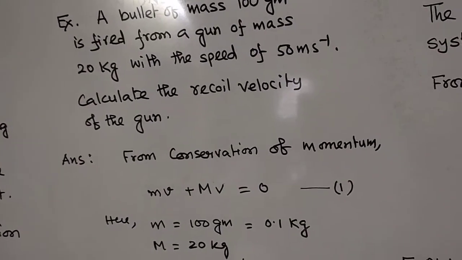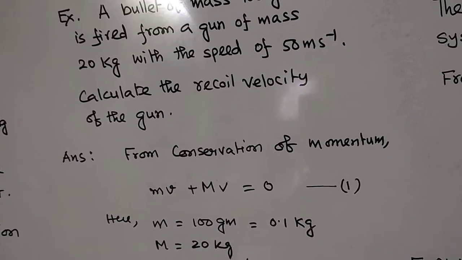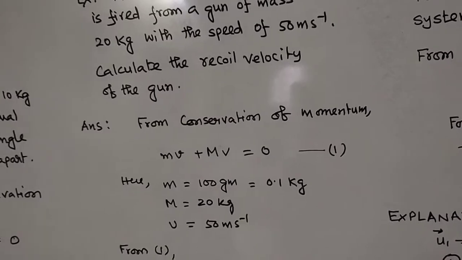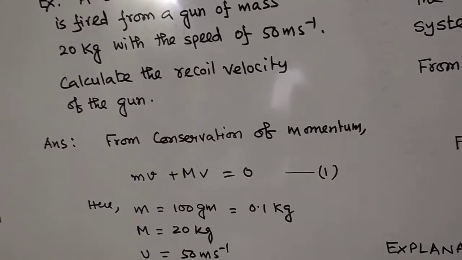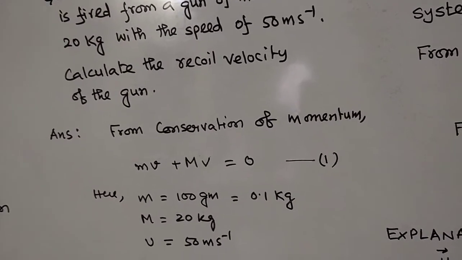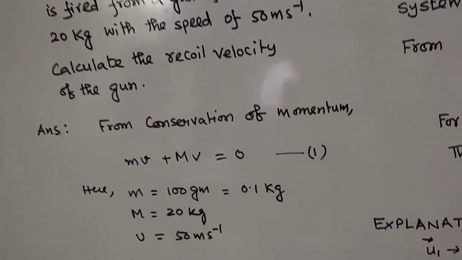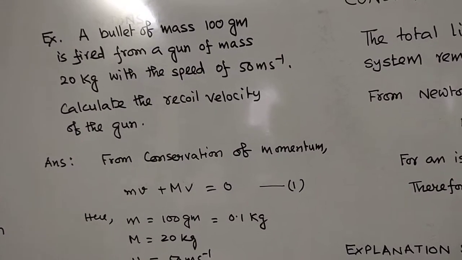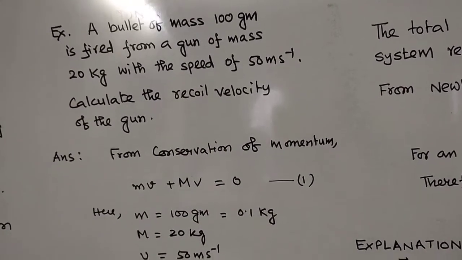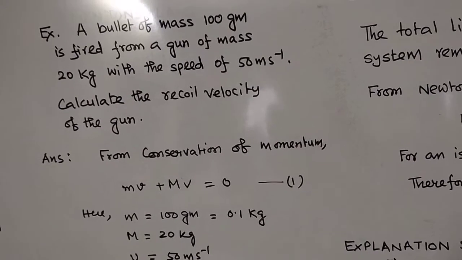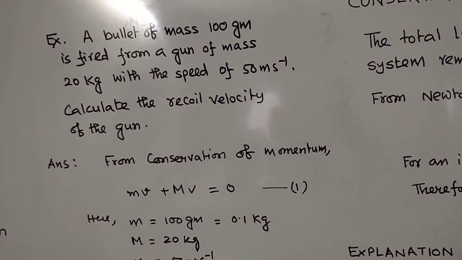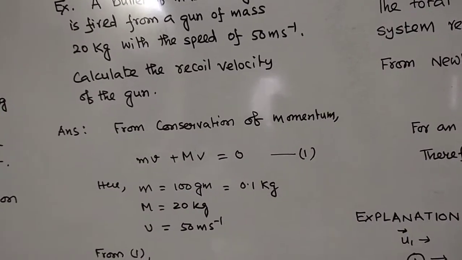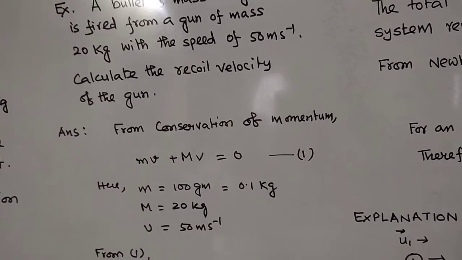So as per the conservation of momentum, small mv plus capital MV equal to 0. It means this is the final momentum after firing, and initial momentum before firing is 0 because the system is at rest. So as per the values given, small m defines the mass of the bullet, so 100 gram, it means 0.1 kg, and capital M is the mass of the gun, that is 20 kg, and small v is the velocity of the bullet, 50 meter per second, and capital V you have to find, that is the recoil velocity of the gun.